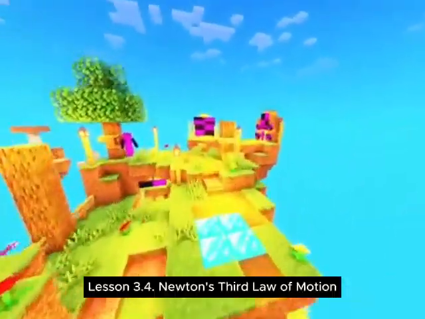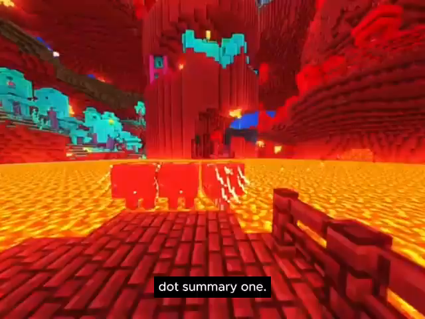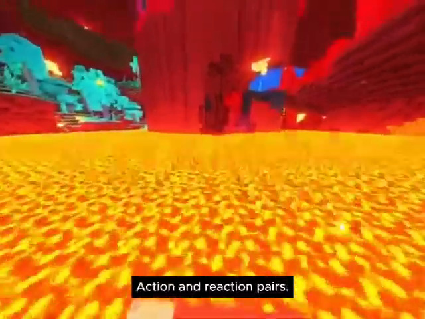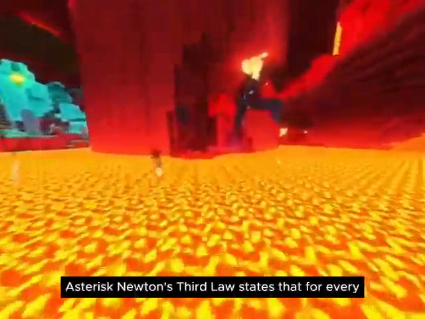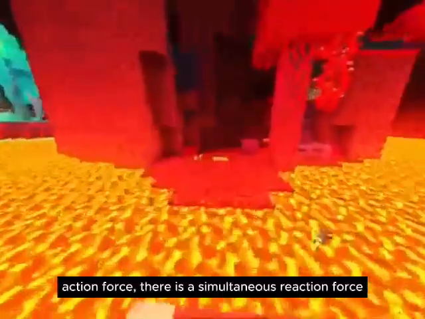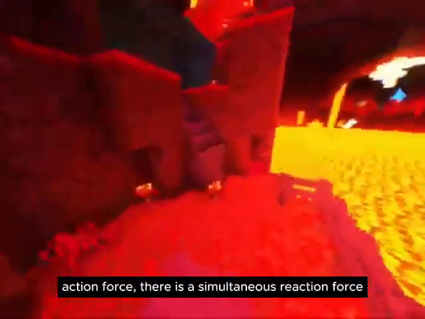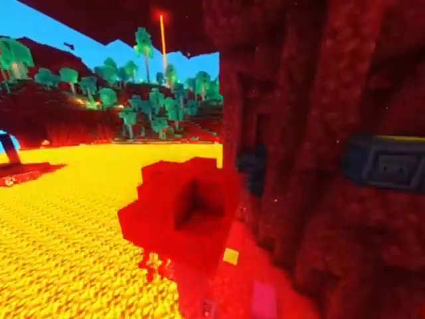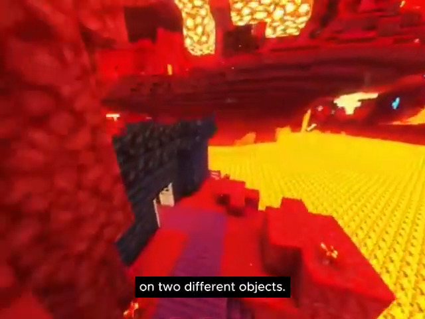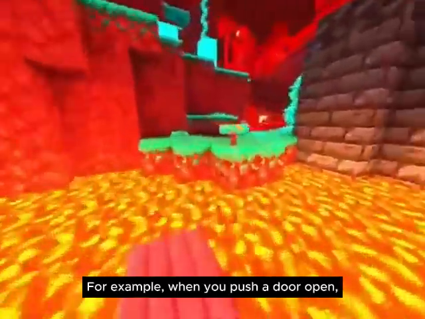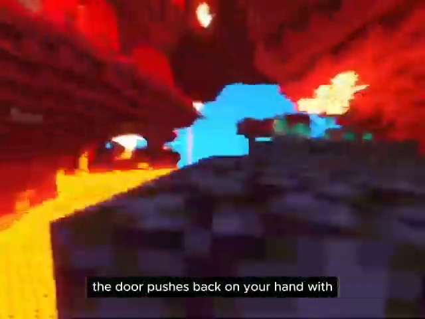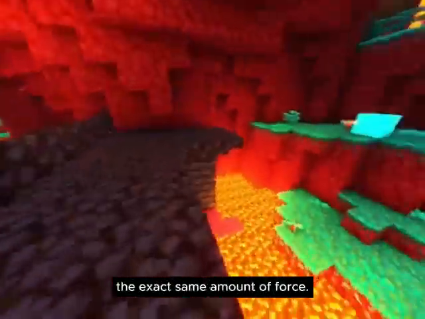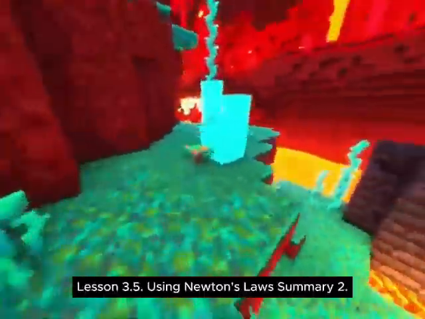Lesson 3.4, Newton's third law of motion. Summary 1. Action and reaction pairs. Newton's third law states that for every action force, there is a simultaneous reaction force of equal magnitude but opposite direction. These forces always occur in pairs and act on two different objects. For example, when you push a door open, the door pushes back on your hand with the exact same amount of force.